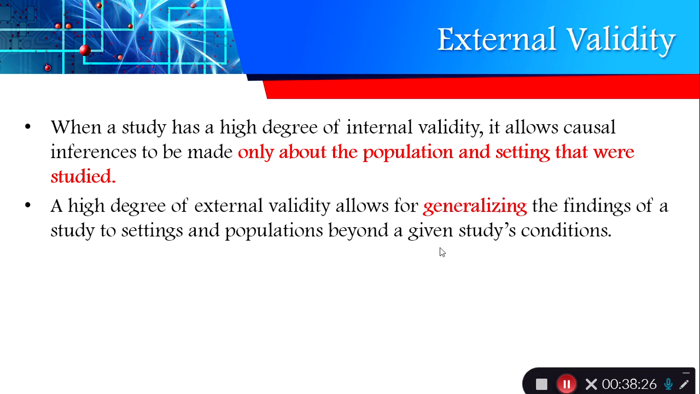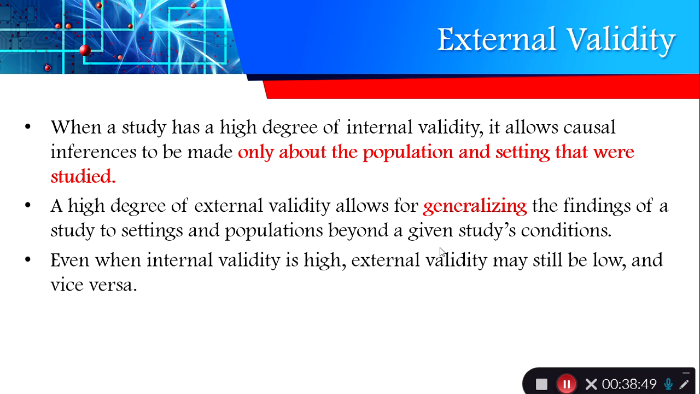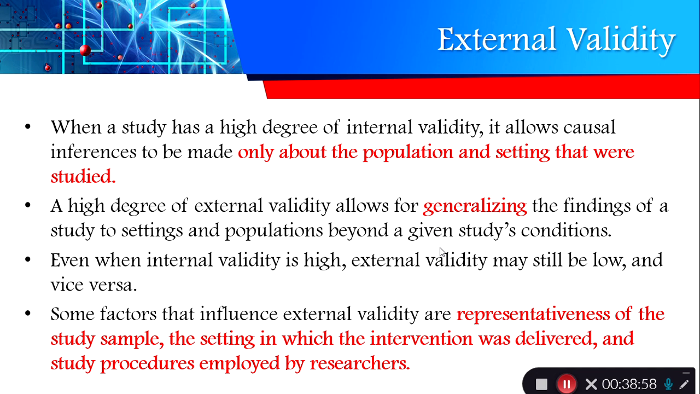A high degree of external validity allows for generalizing the findings of a study to settings and populations that go beyond that given study's condition. So when a study has external validity, it means that the findings not only apply to that particular setting or that particular study, but can be extended beyond the conditions of that study. Even when internal validity is high, external validity can still be low, and vice versa. Some factors that influence external validity are representativeness of the study sample, the setting in which the intervention was delivered, and study procedures employed by the researchers.